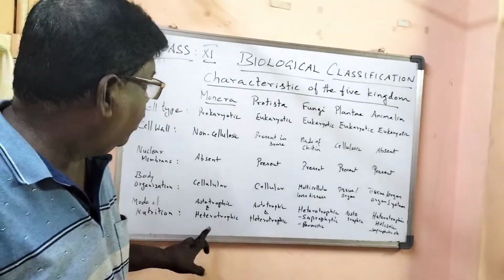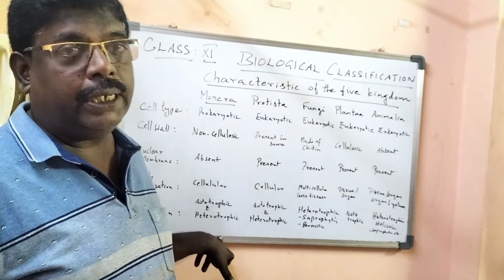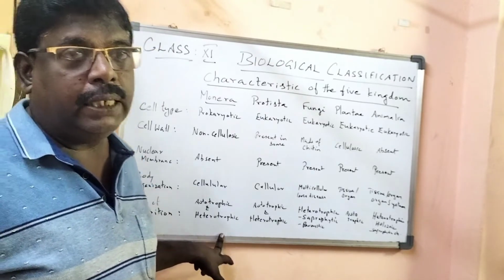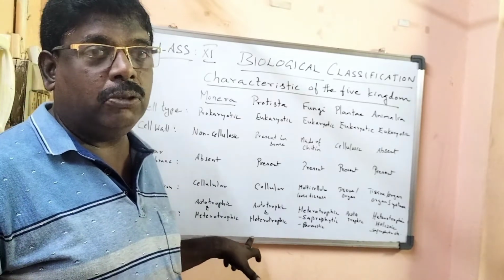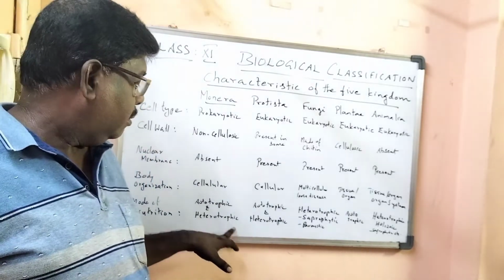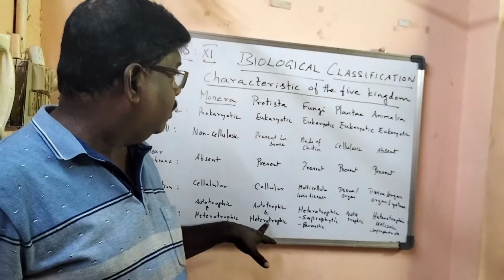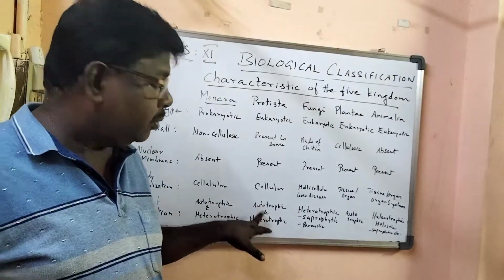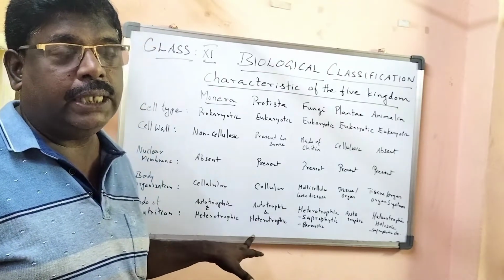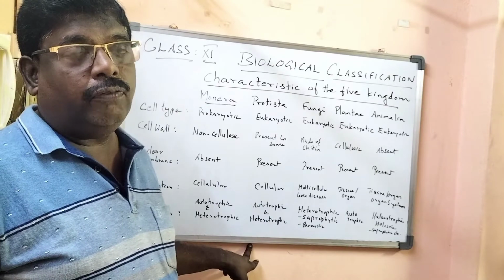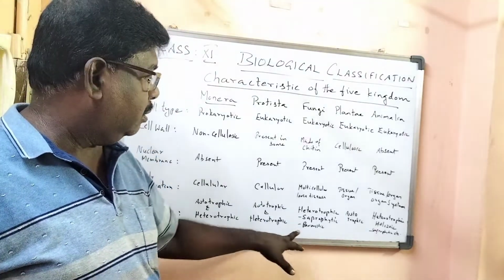Nutrition. Monera, which includes bacteria, have autotrophic and heterotrophic modes. Some bacteria can synthesize their own food with the help of chemicals. We call them chemosynthetic bacteria. Protista are also autotrophic and heterotrophic. Autotrophic means self-nutrition, they can prepare their own food. Heterotrophic means depending on other organisms for food, with different modes of nutrition.